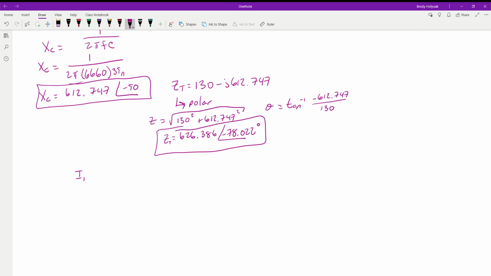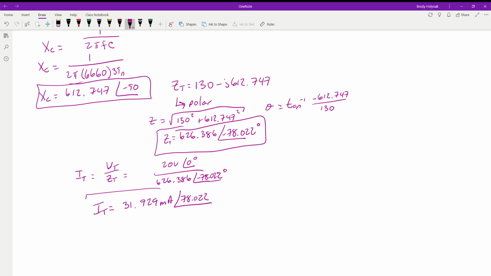Now we want to solve for our current total. So voltage total divided by impedance total. So we have 20 volts at 0 degrees divided by 626.386 at negative 78.022 degrees. I total is equal to 31.929 milliamps at an angle of 78.022 degrees.